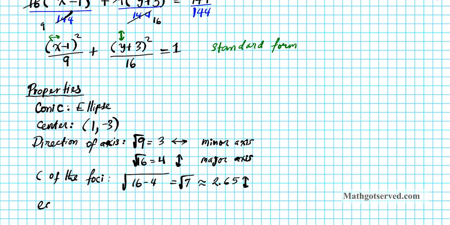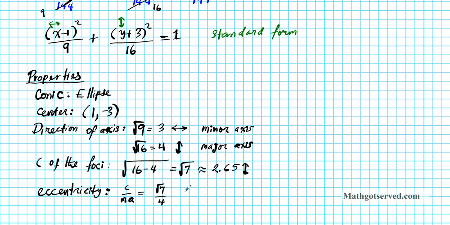And then the eccentricity of our ellipse, how stretched it is in the direction of the foci, of the major axis, sorry, is simply C divided by our major axis. Okay, so C is square root of 7, and then we just divide that by 4, and that gives us the eccentricity of our ellipse. So if you plug it in your calculator, this is approximately 0.66.